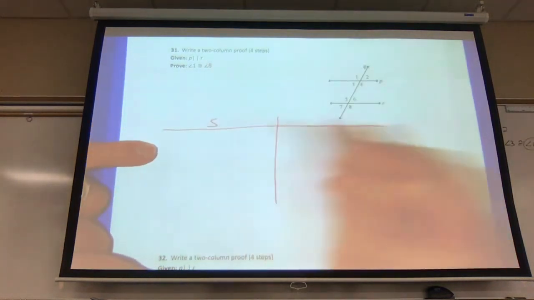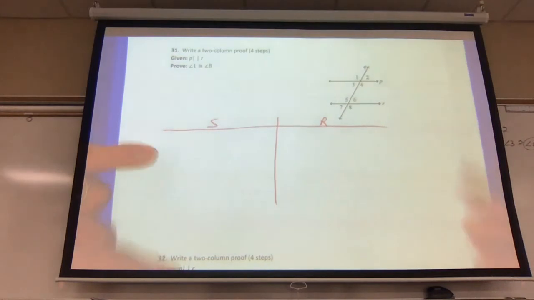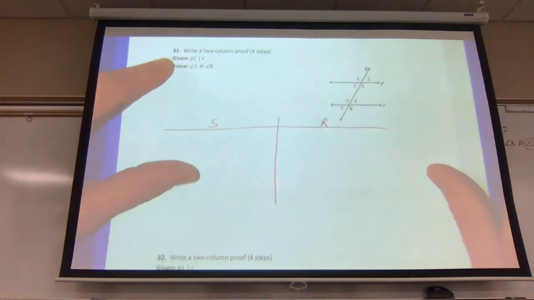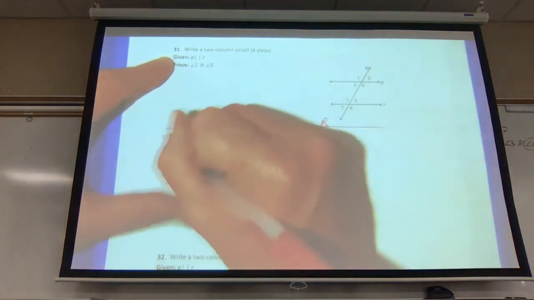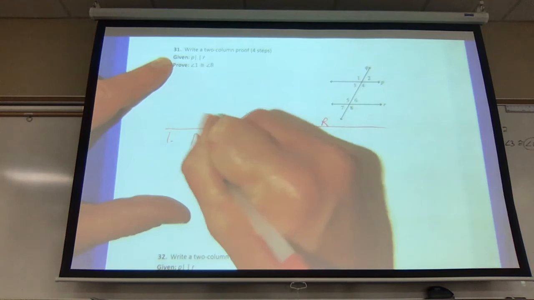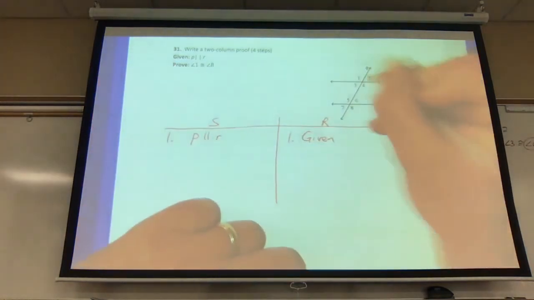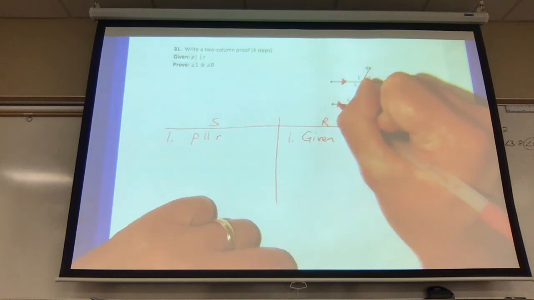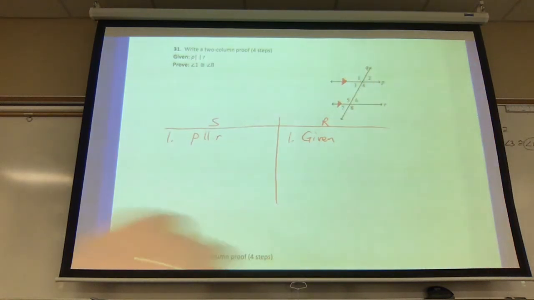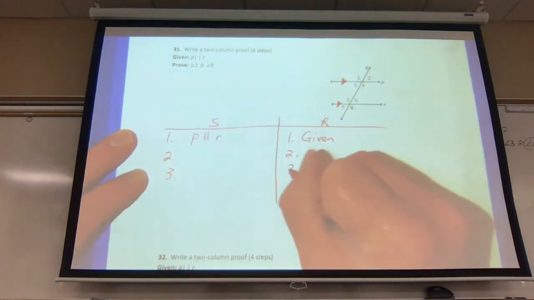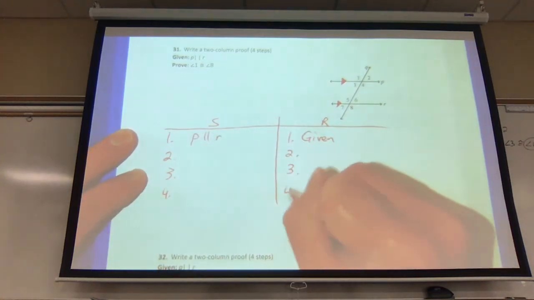I'm going to abbreviate S for statements, R for reasons. And on this one, we're given that P is parallel to R. So I'm going to start with that as my first step. P is parallel to R. And I'm going to go ahead and mark that on the picture. P and R are these 2 lines. They're going to be parallel to each other. It says it's going to take us 4 steps, so I'm going to go ahead and put in 4 spots here.